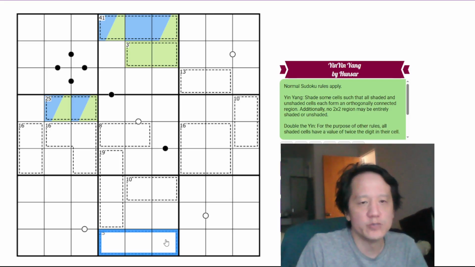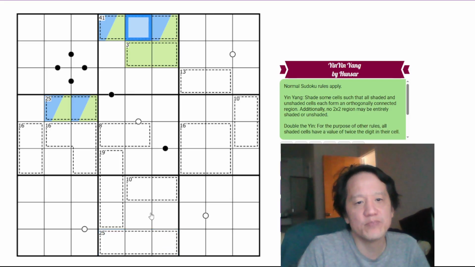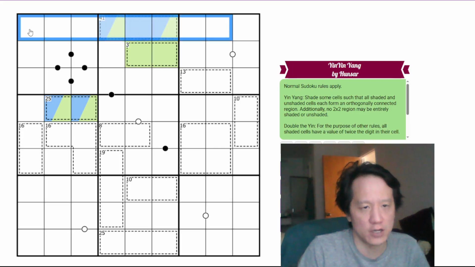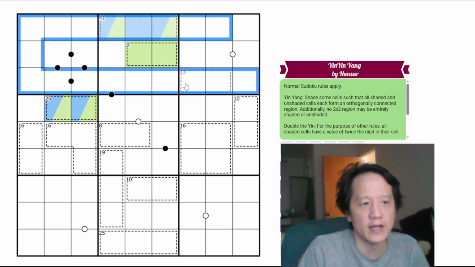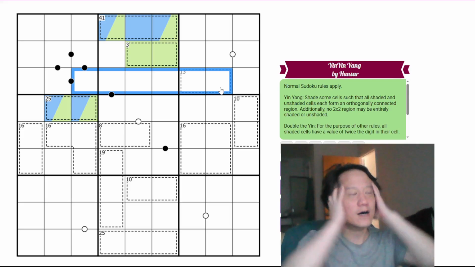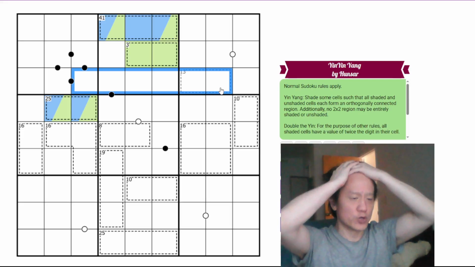Okay, so because of that, we know, so for yin-yang shading, how do you call it? It's not a shortcut.